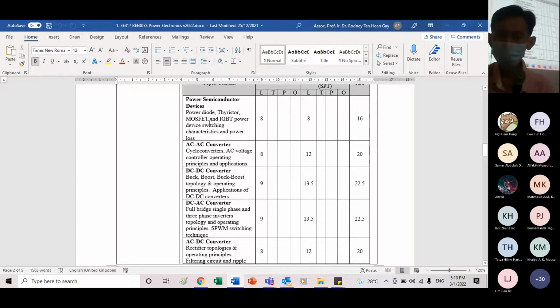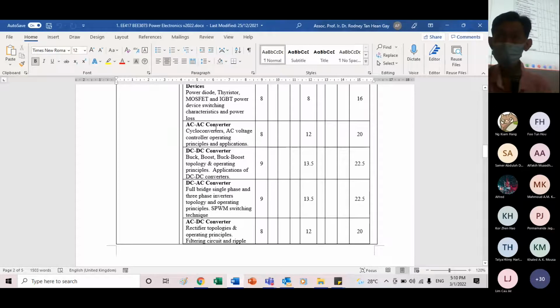And then we will move on to the 4 types of converter, the 4 categories that will cover the entire power electronics. The first one is AC to AC converter. The second one is DC to DC converter. Third one is DC to AC and AC to DC. That's all. So these are the 4 pillars of power electronics.